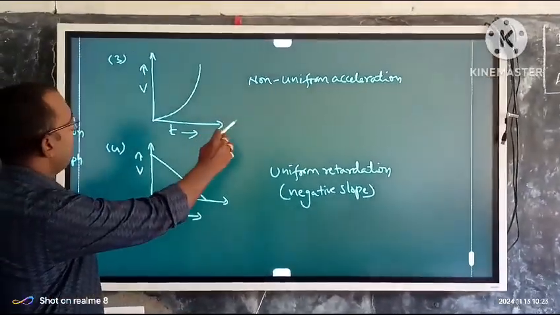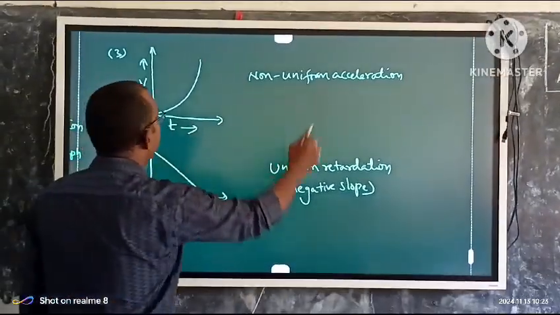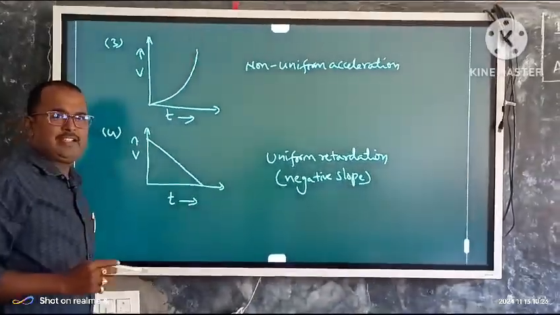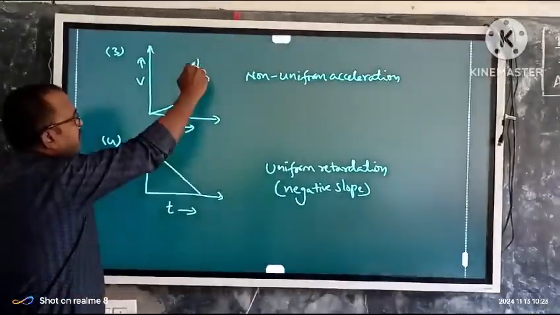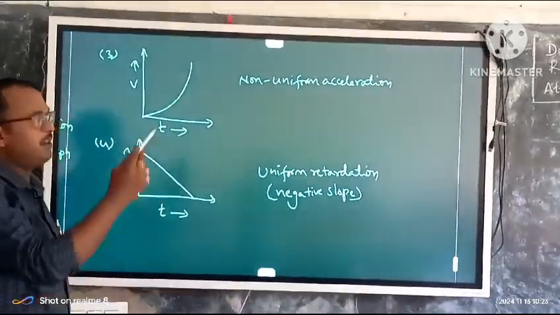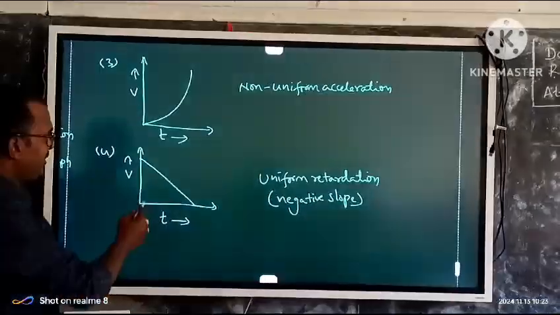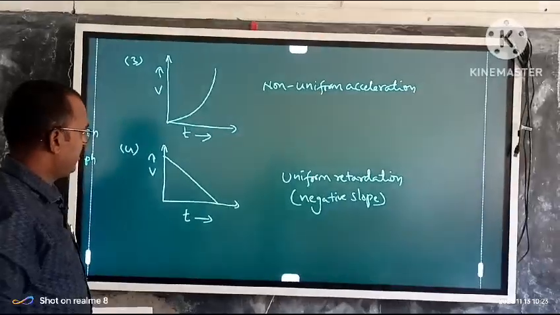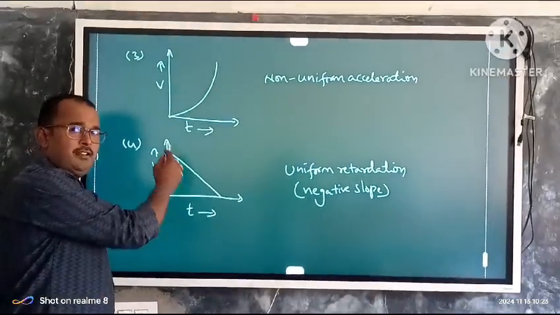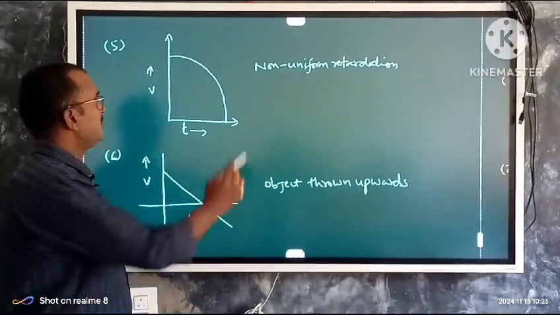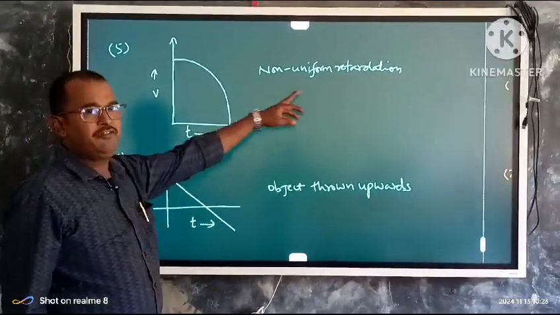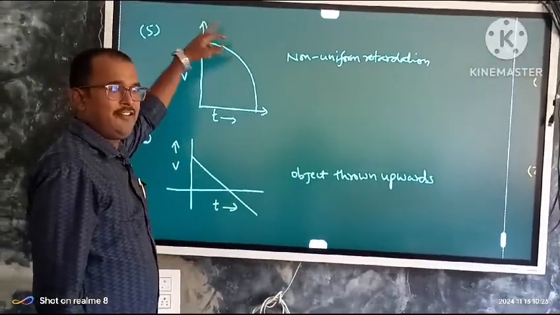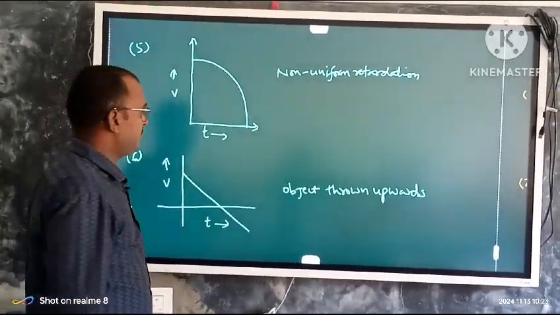Now this is the graph for non-uniform acceleration. If you observe, straight line for uniform acceleration, whereas a curved line with positive gradient for non-uniform acceleration. Here this is the velocity time graph for uniform retardation, negative slope and straight line. So this is the graph for non-uniform retardation. If you observe, this is a curved line and having negative slope.